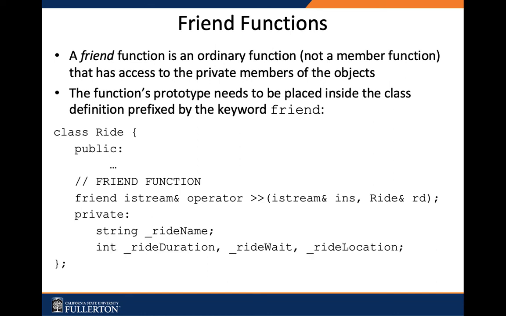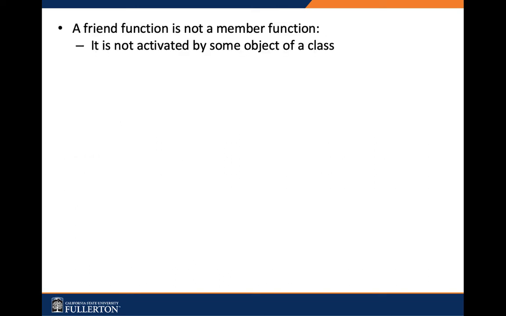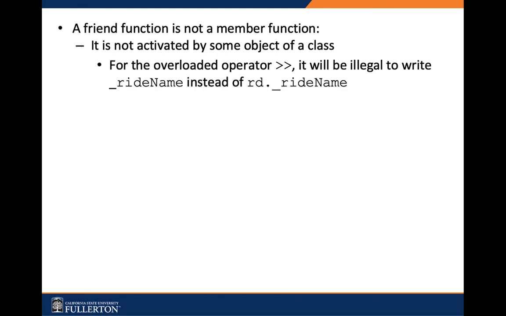It does not matter where we declare the friend function, whether in the so-called public section, in which we have all the public members, or the private section, because a friend function does not belong to the class. Therefore, the access specifiers do not play a role. Because it's not a member function, it's not activated by some object of the class. So for the overloaded operator in stream, it will be illegal to write name instead of rd underscore write name, because it is not part of the function.